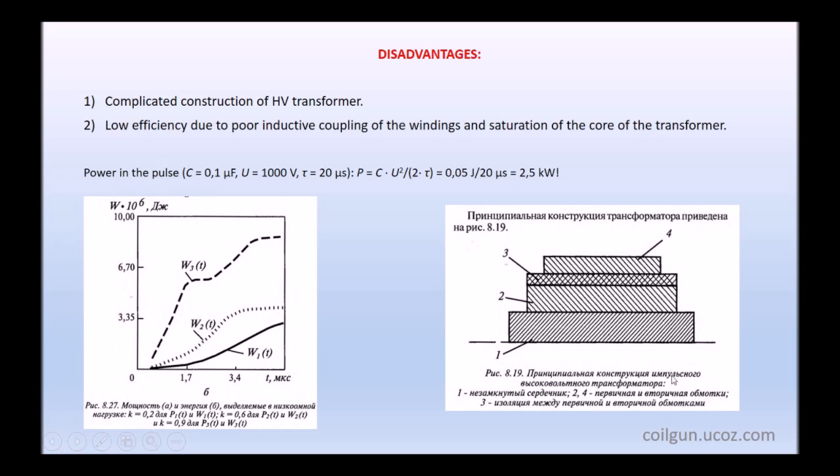And this is another construction of a layered transformer. It is clearly shown here that the secondary winding, here, must be safely isolated both from the primary one and also from the core, and it is not simple to do.